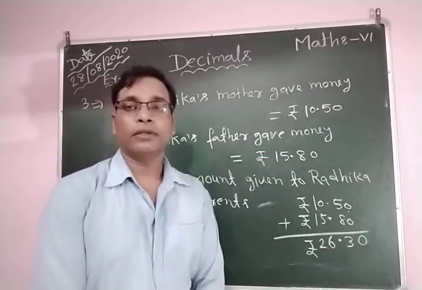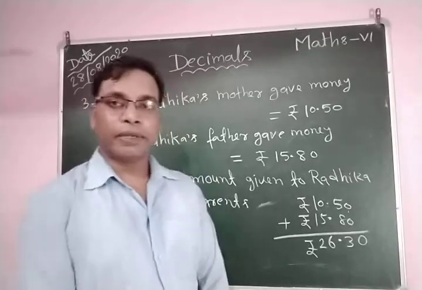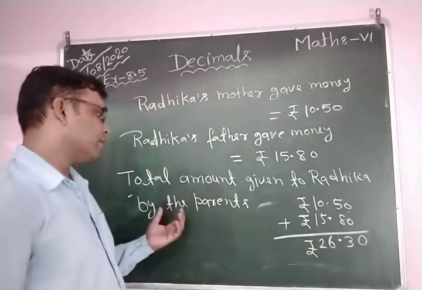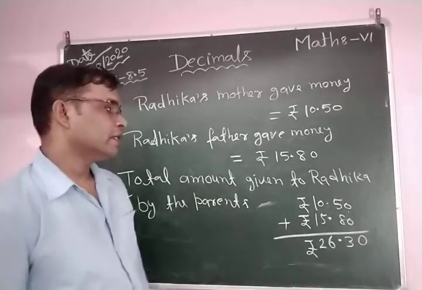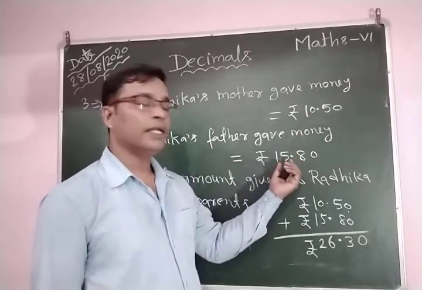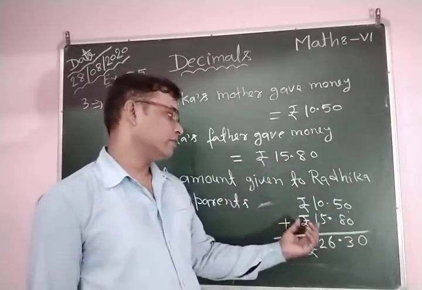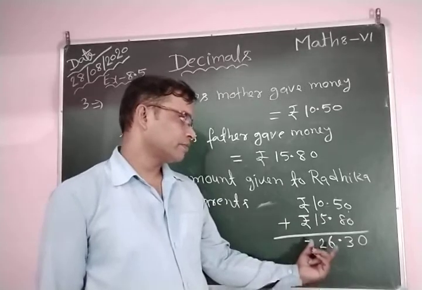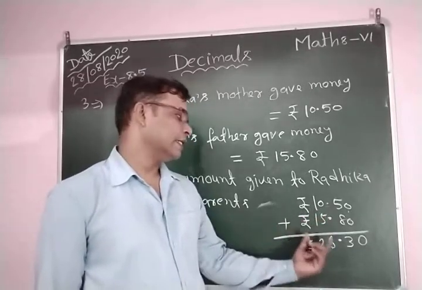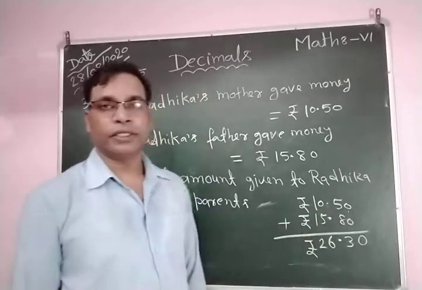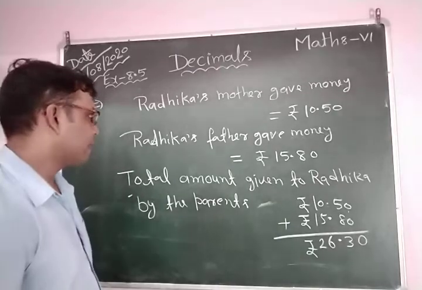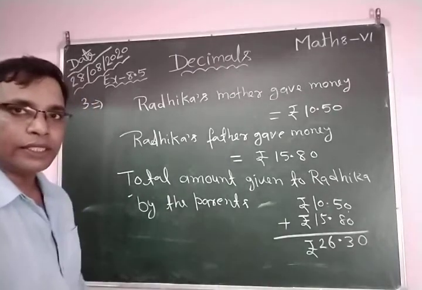The question asks what is the total amount got by Radhika, or you can say the total amount given to Radhika by the parents. For this we add 10.50 and 15.80. So you can see here the total sum of the amount given by mother and father is 26.30. So students, I hope all of you understood this question.